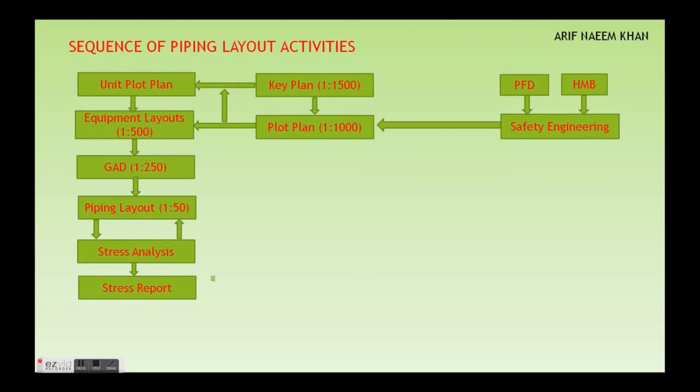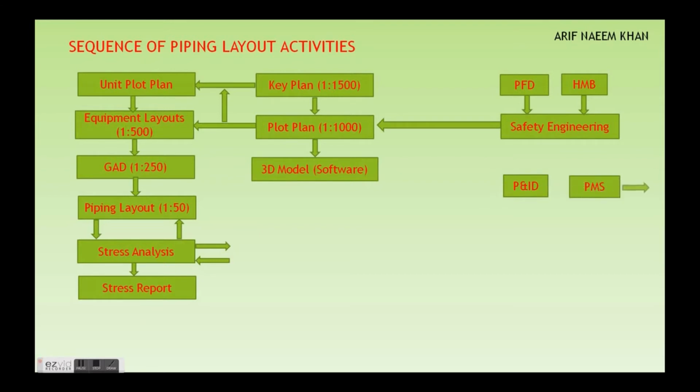This is the sequence of the 2D, whereas PDS is the 3D modeling software. There are other software available in the market, but we'll discuss PDS over here. As input for the 3D modeling software, we need P&IDs and piping material specifications. Piping material specifications provide the material database for the 3D model software.